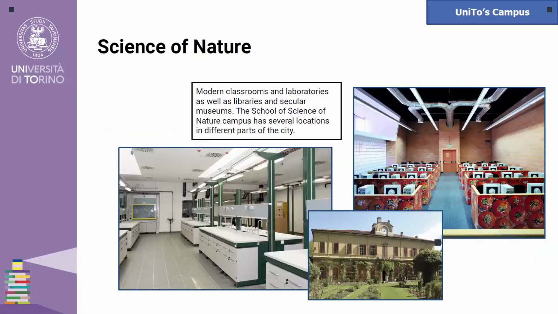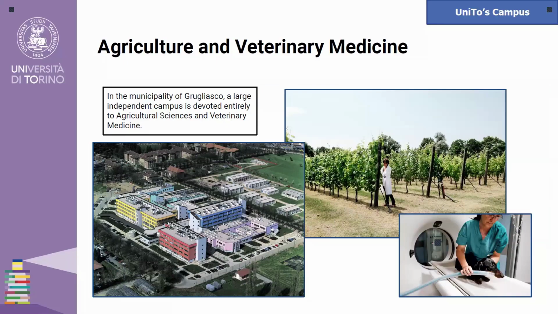So we have a School of Science of Nature, which is one of the most widespread for the moment in different areas. It is made of several departments. The School of Science has several locations in the city, and is comprehensive of chemistry, biology, mathematics, physics, and informatics. So it's quite huge and quite widespread. And pharmacy, sorry.